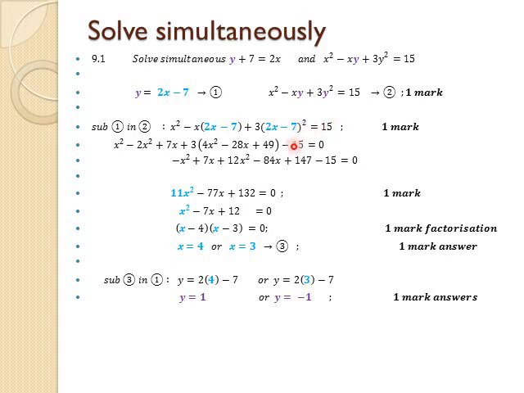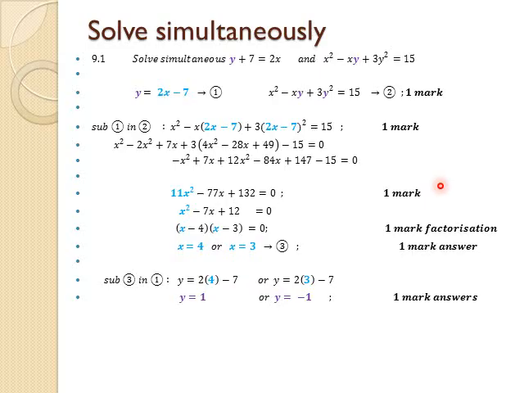So if I simplify now, x squared minus 2x squared gives me minus x squared. I have 7x. 3 times 4x squared gives me 12x squared. Positive times negative is negative. 28 times 3, 84x. And then 3 times 49, 147, minus 15. If we simplify, 12x squared minus x squared gives me 11x squared. Minus 84x plus 7x would give me minus 77x. 147 minus 15 gives me 132, equal to 0. So 1 mark for writing in standard form.